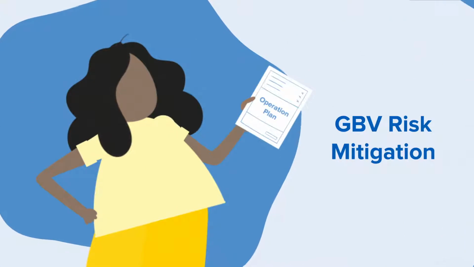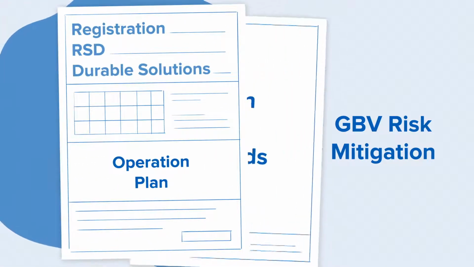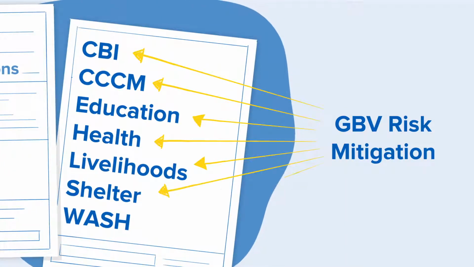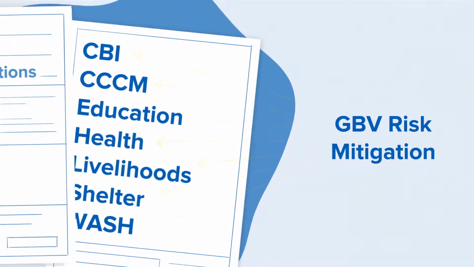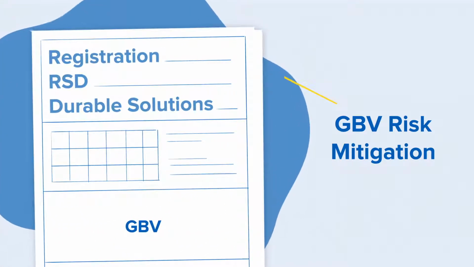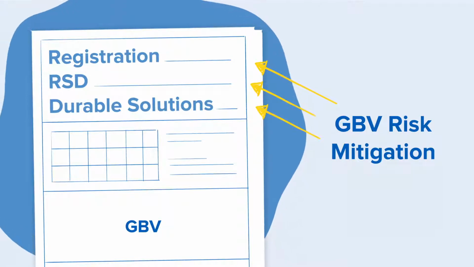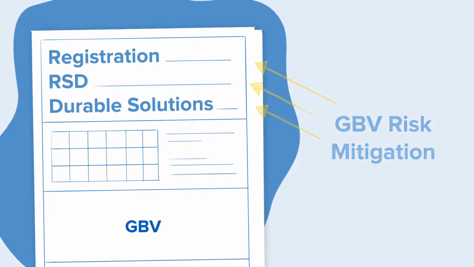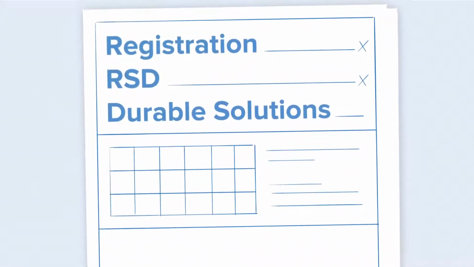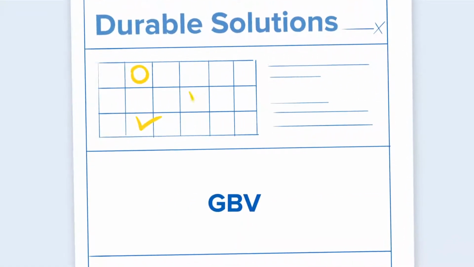GBV risk mitigation will be included throughout planning documents in the sections pertaining to technical sectors, and the planned interventions to be conducted together with partners. It will also be found in areas specific to UNHCR, such as registration and identity management, refugee status determination, and durable solutions. This is called mainstreaming and will help link planned GBV risk mitigation activities in a sector to a budget line within the respective areas of responsibility.